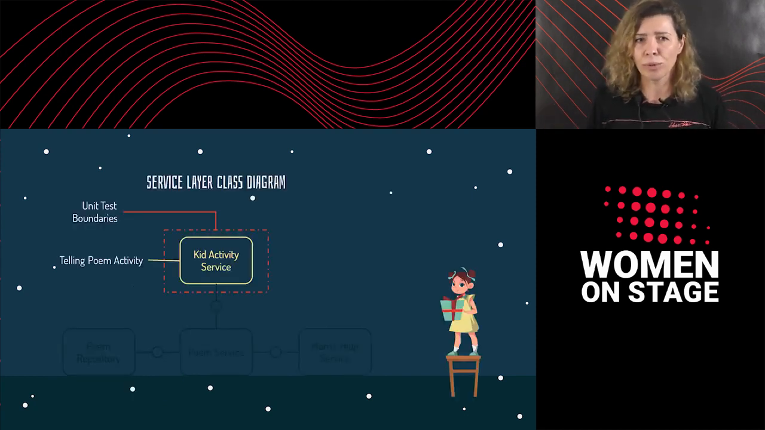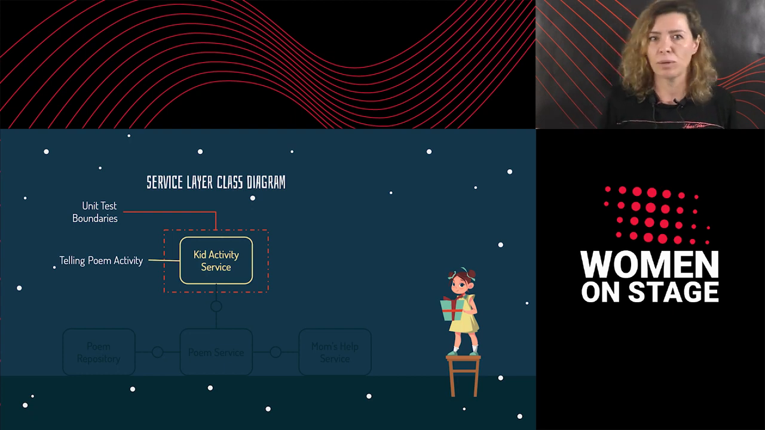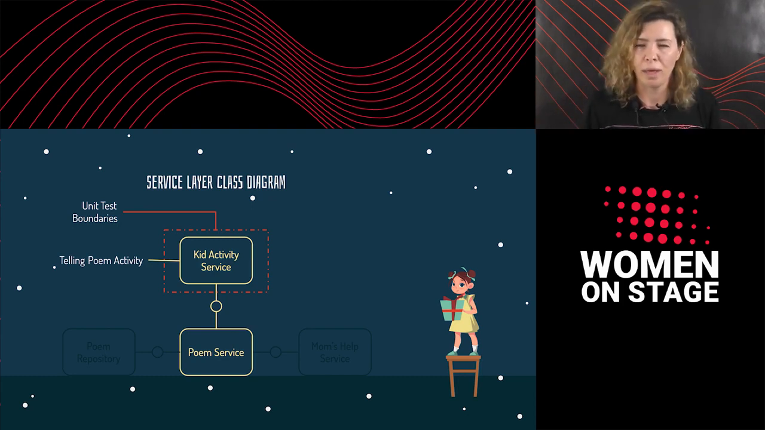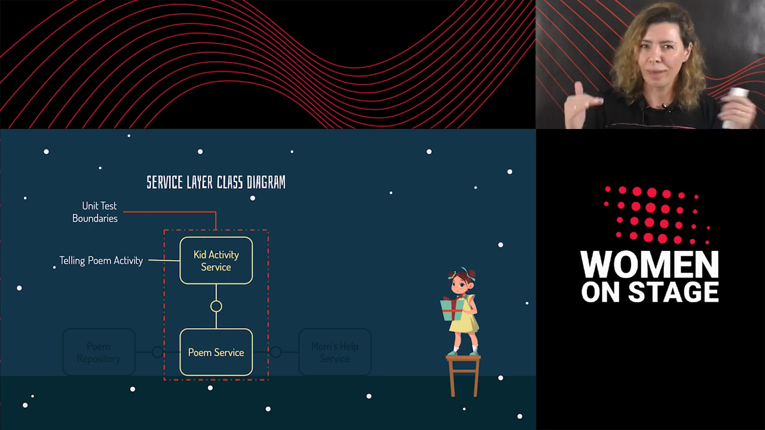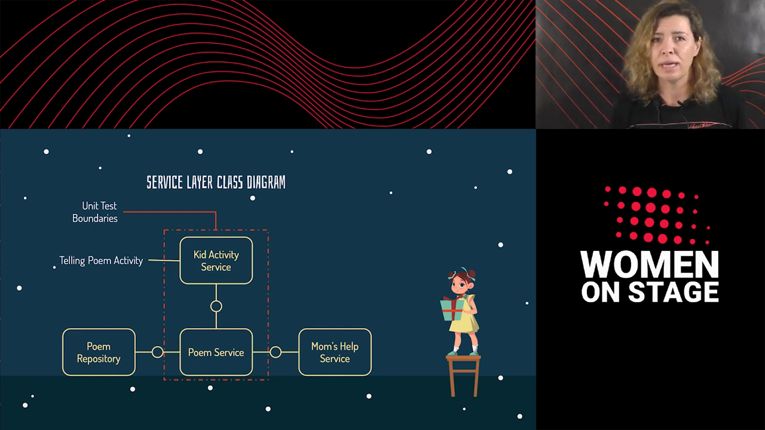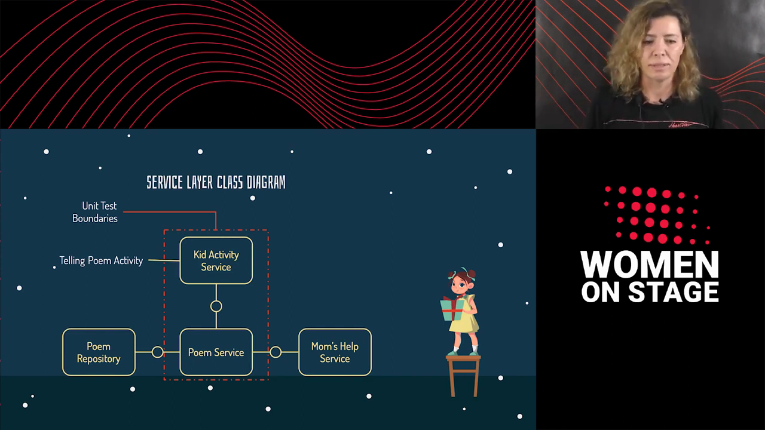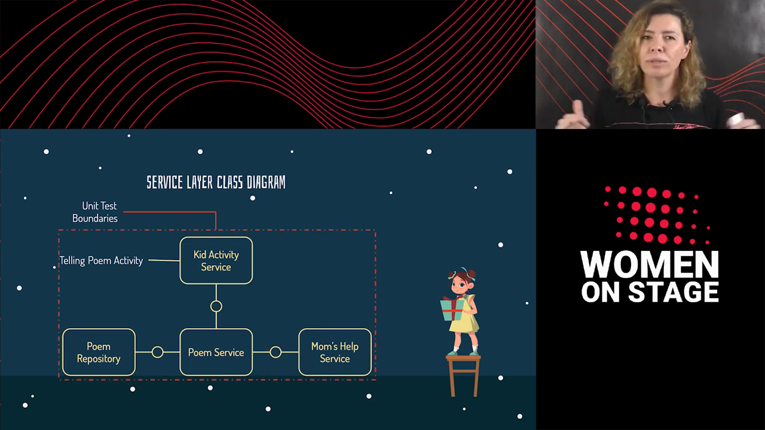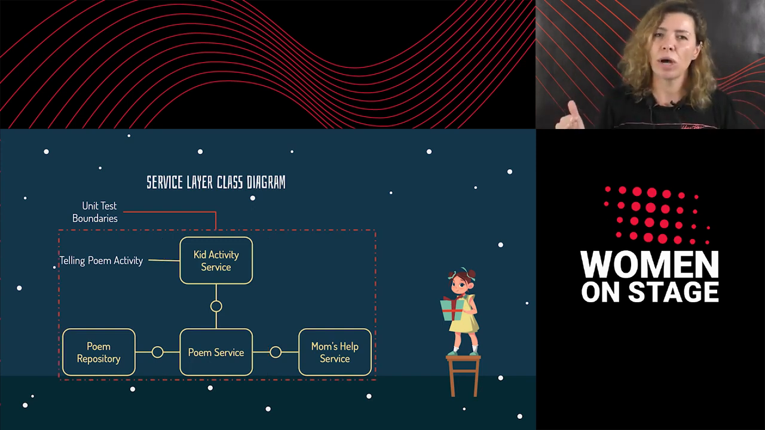Let's assume our microservice has some kid activity service. This service is ready to be tested as a unit. It includes some telling poem activity, which calls poem service to retrieve the latest learned poem. What a temptation to test these services together. However, poem service has its own dependencies. It depends on poem repository and on, let's say, mom's help service. Will we include these services in the unit testing boundaries?